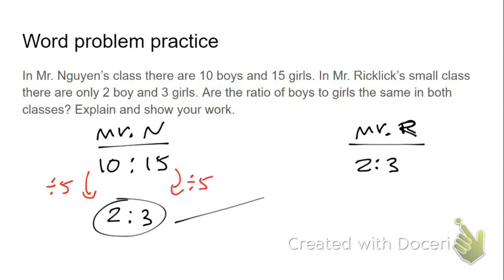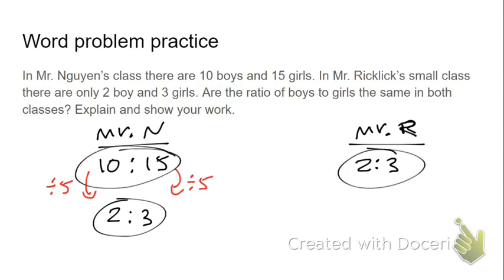And guess what? Look what you see. It's the same ratio as over there for Mr. Ricklick, right? Therefore, already you could tell they're equivalent. Remember, here I can't do anything else with this one. Nothing can go into 2 and 3 besides 1. And we don't really mess with 1 because 1 doesn't really help us. So we can tell they're equivalent. I won't write it out, but I'll just say it. Both ratios are equivalent because I can simplify the first ratio to make it the same as the second ratio, right? This ratio 10 to 15, I made it so it's the same as Mr. Ricklick's ratio.